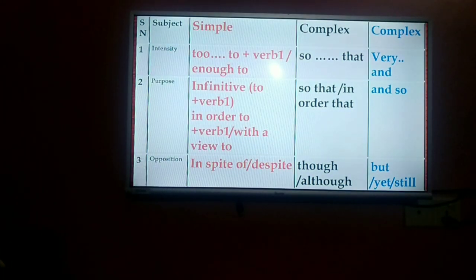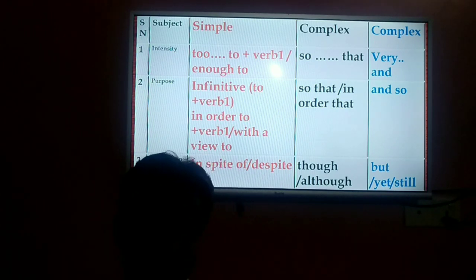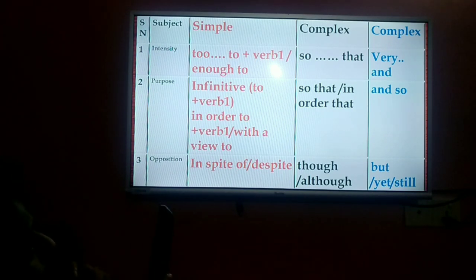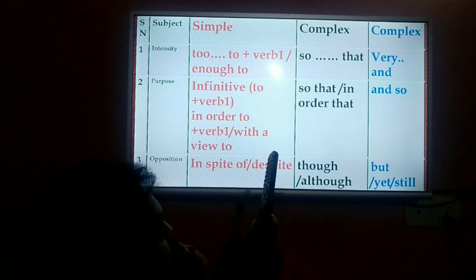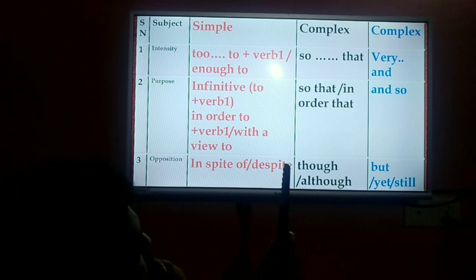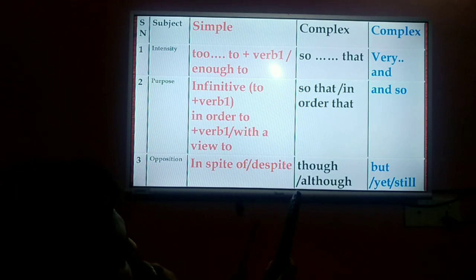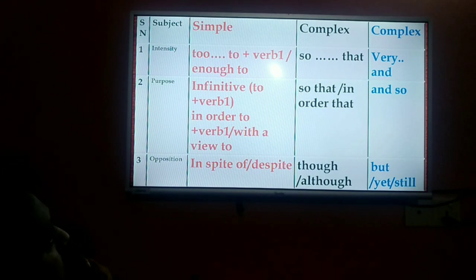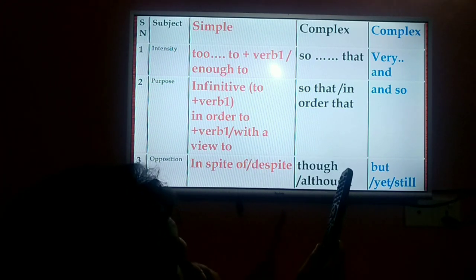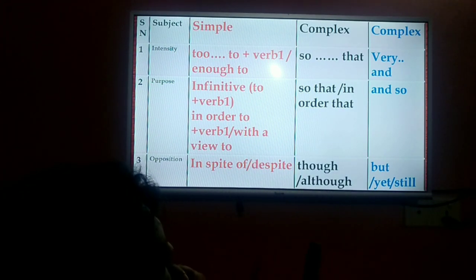Now have a look at some rules. Rule number 1: simple, complex, compound. Too... to. If a simple sentence has too... to, then in the complex sentence, in place of too use so, and in place of to use that, and after that put subject plus can or cannot or could not. In the compound sentence, in place of too use very, and after the comma put and.